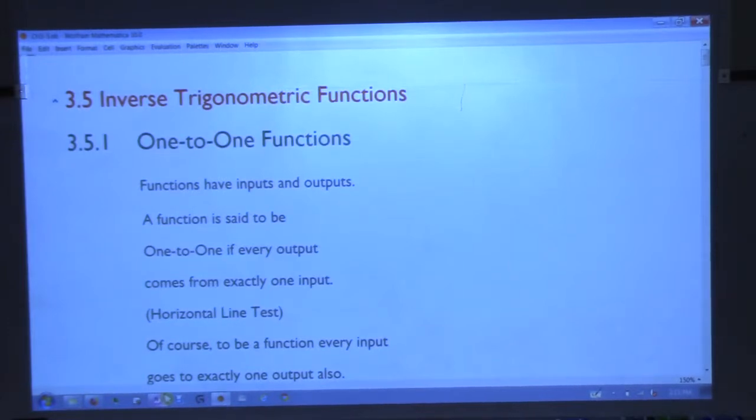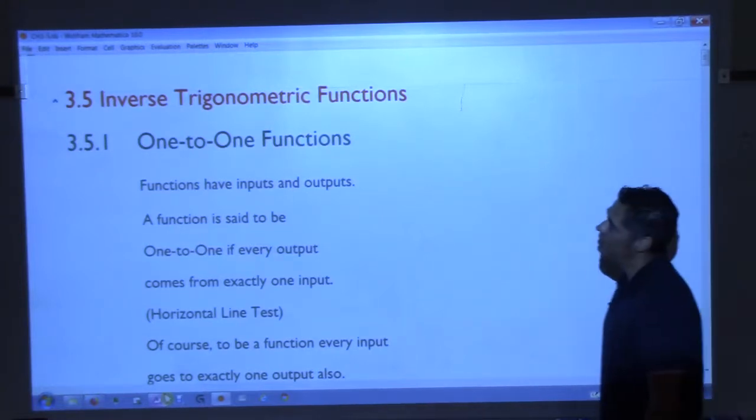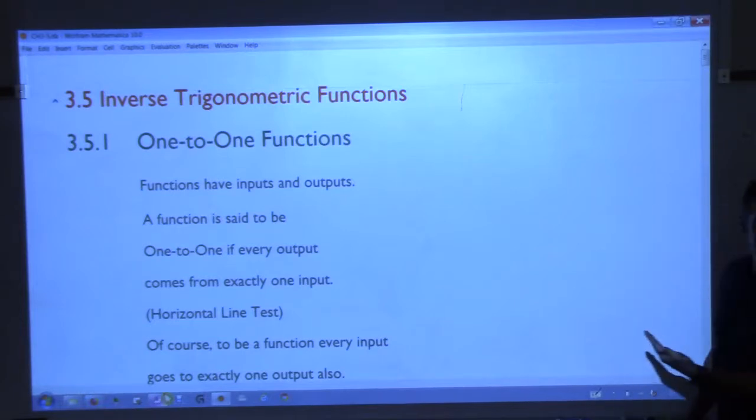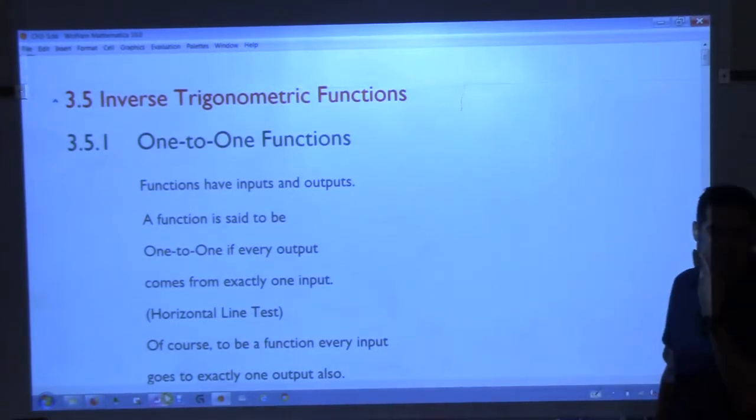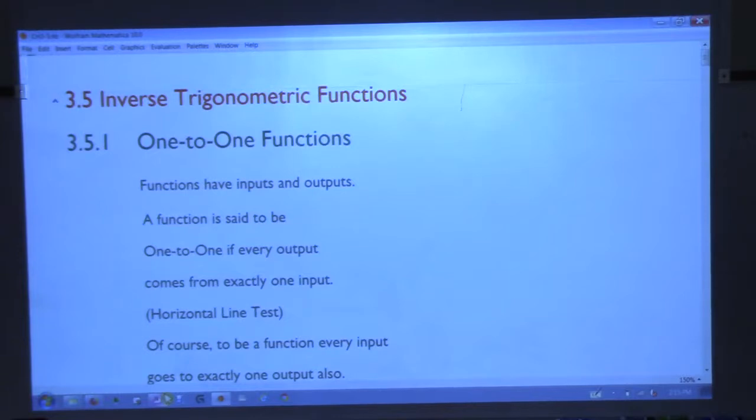All right, 25 minutes is all I got. Here we go. So I'm blowing through this. 3.5, well, it's good because this is a review. Okay, 3.5, inverse trig functions. You should have studied inverse trig functions in pre-cal, right? Now, I know that's probably been a while, so let's go quickly.